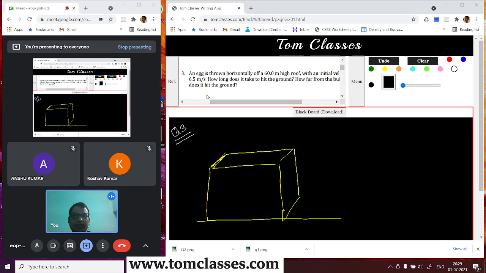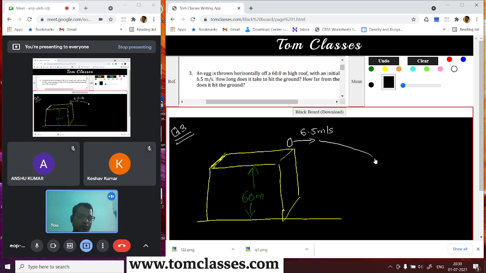An egg is thrown horizontally off a 60-meter high roof. So the height of this is 60 meter. That is what is given to us, with an initial velocity of 6.5 meter per second, thrown horizontally. So there is an egg, like this. It has been thrown horizontally at 6.5 meter per second. How long does it take to hit the ground?